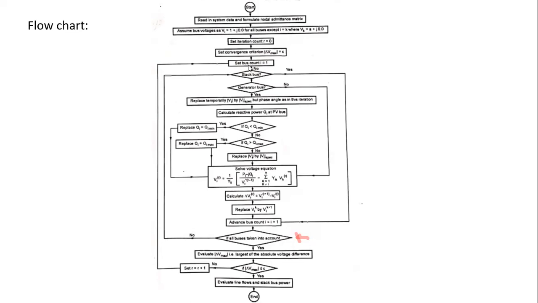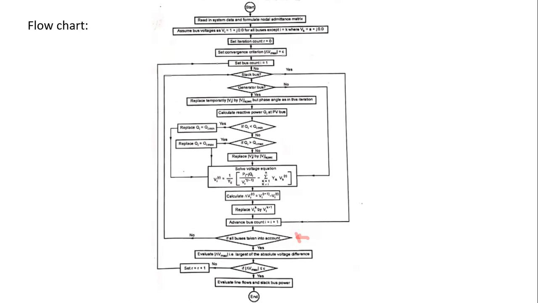If this condition is not satisfied, then go to the slack bus. If the bus is the slack bus, then advance the count to the next bus. Otherwise, for the generator buses, after that it will be satisfied, then the temporary V phase and V maximum are replaced, keeping the phase angle in the iterations. Then calculate Vi and Vi maximum. Then calculate the reactive power, that is Qi at the PV bus.